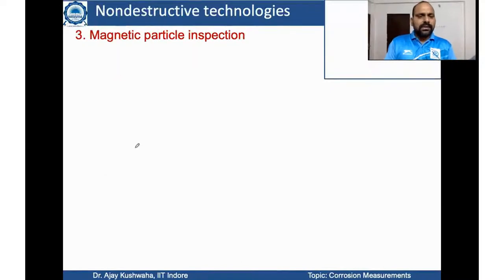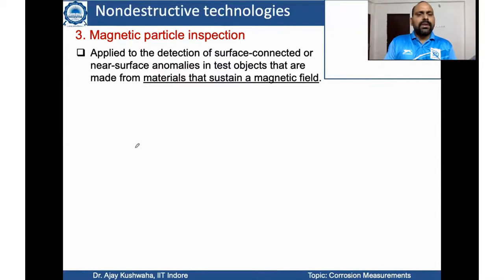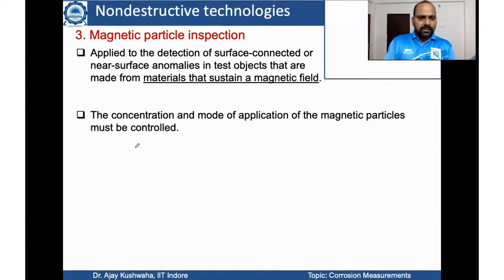So at least these three kinds, surface cracks, surface defects, and pitting, can be easily identified by the liquid penetration method. The next one is the magnetic particle method. It is applied to the detection of surface-connected or near-surface anomalies in test objects made from material that can sustain a magnetic field. So if the material has some susceptibility to a magnetic field, then this method is applied.